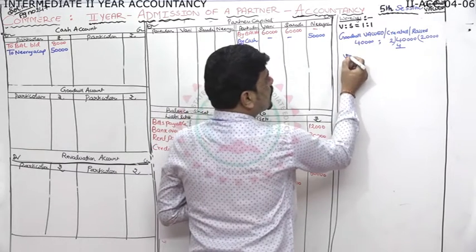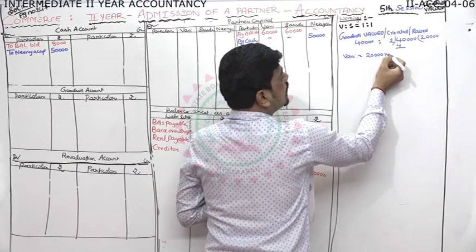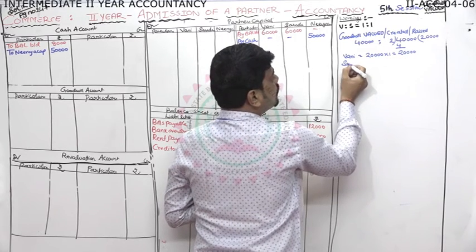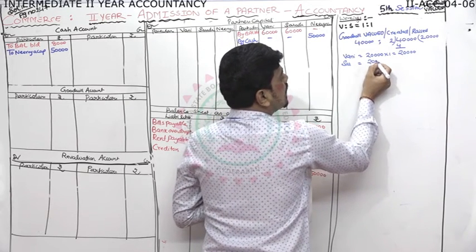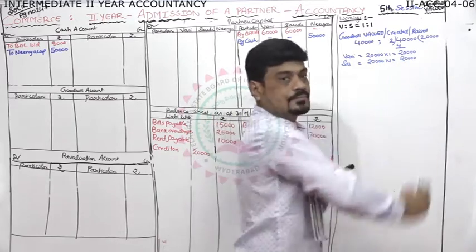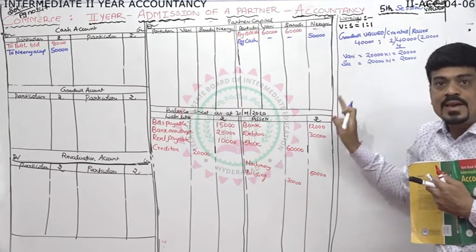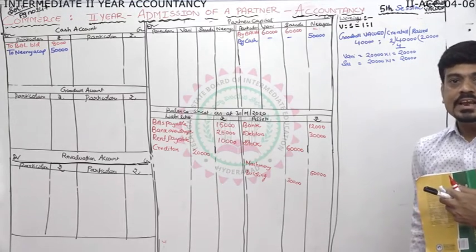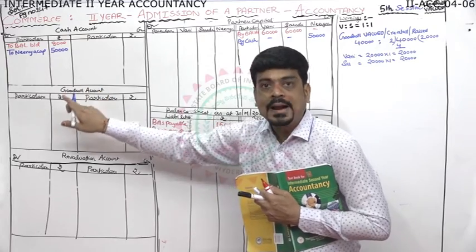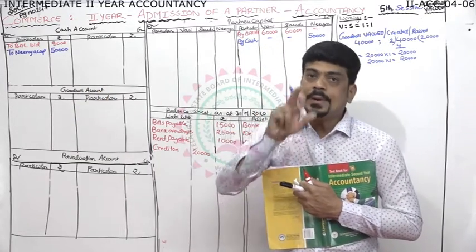Now I'll see the share of Vani. 20,000 into 1 is 20,000. Then Sharda again 20,000 into 1 is 20,000. So we have valued the goodwill. When goodwill is valued, what is the journal entry I taught you? I said goodwill account debit to partners capital. Goodwill account debit to partners capital.